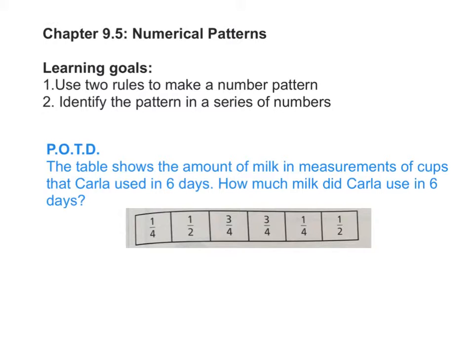So you have two learning goals today. Your first learning goal is to be able to use two rules to make a number pattern. Not just a simple number pattern that follows one rule, like skip counting by two, but take two different rules and see how they relate to each other to make a pattern. And then also when you're given a series of numbers or a list of numbers, if you can identify the pattern. But first, of course, let's talk about the problem of the day.